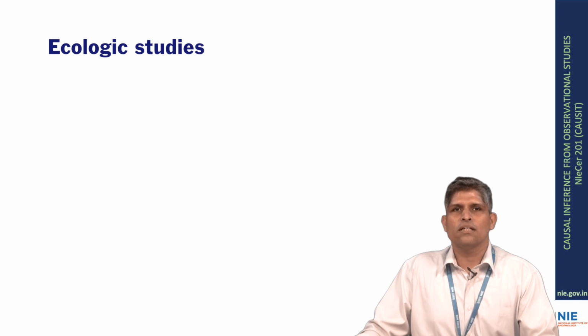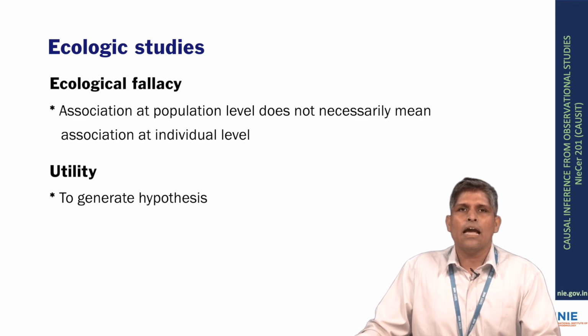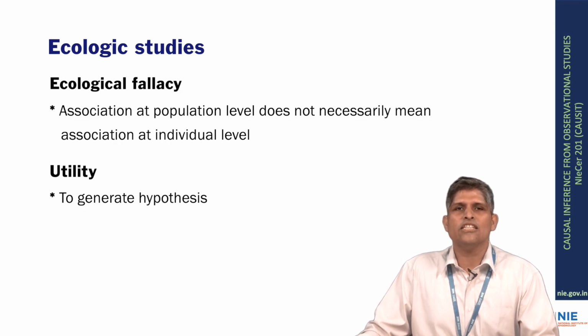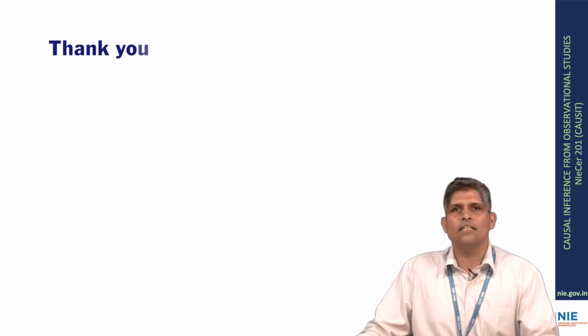However, please note that there is something called ecological fallacy in ecologic studies. This means association at population level does not necessarily mean association at individual level. In other words, what we infer at population level may not necessarily be true at individual level. However, ecologic studies are very useful to generate hypotheses. Whatever hypotheses are generated in ecologic studies may be tested in individual level observational studies. We discussed these individual level observational studies in our previous session.